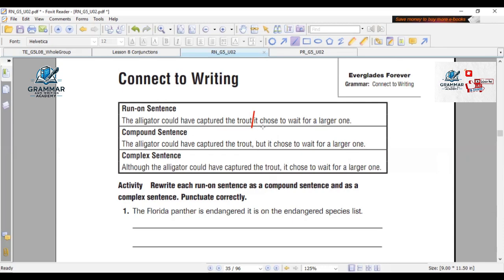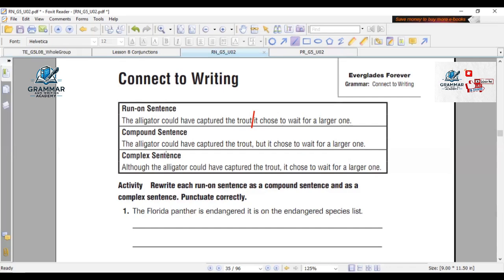But what is the conjunction here? We miss a conjunction in the sentence, right? We can use either a coordinating conjunction to form a compound sentence or a subordinating conjunction to form a complex sentence. I'm going to fix this run-on sentence by using a conjunction. One time I'm going to use a coordinating conjunction and one time a subordinating conjunction.